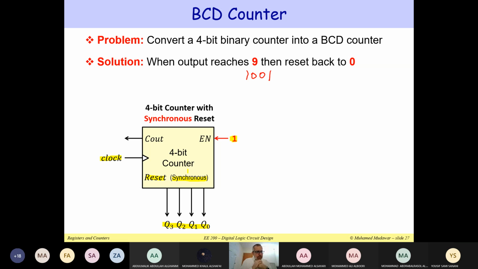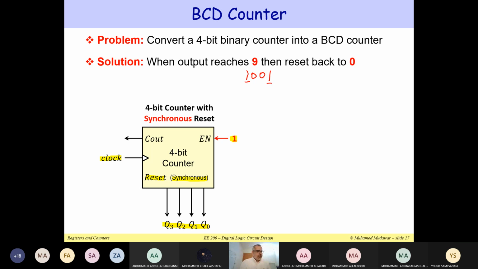Okay, right. So if I would like to implement a BCD counter using a 4-bit counter with synchronous reset, how do I do this? I need to detect the sequence 1001, right? So how do I detect the sequence 1001? The first time we encounter 1001, notice that this bit is equal to a 1. This bit here will be equal to a 1. And this bit will be equal to a 1. You agree?